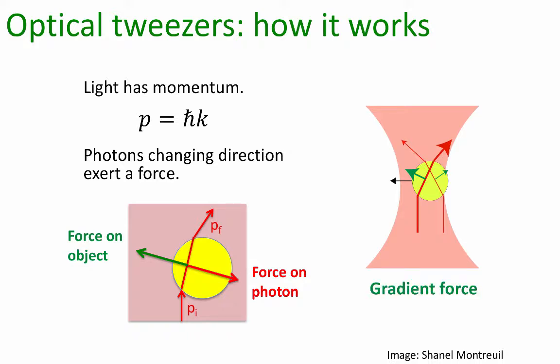So that's the basic idea of what we call the gradient force, where there's a net force on the object towards the highest intensity of the beam. This happens when there is a gradient in intensity. That's why it's called a gradient force, or a gradient in irradiance, same word.